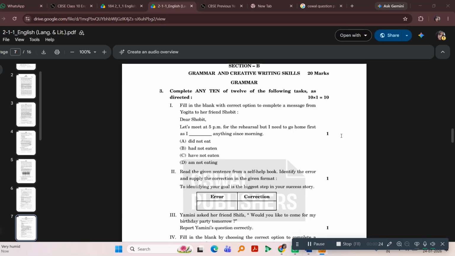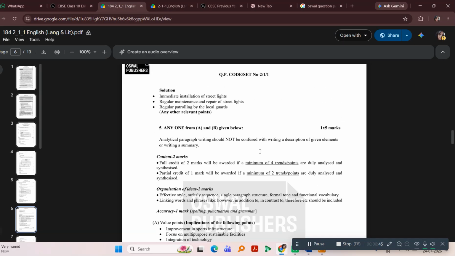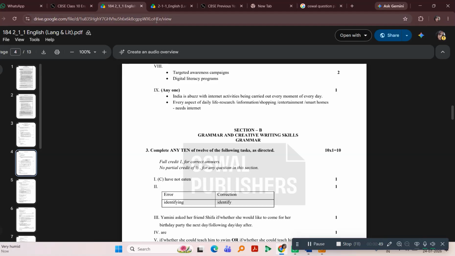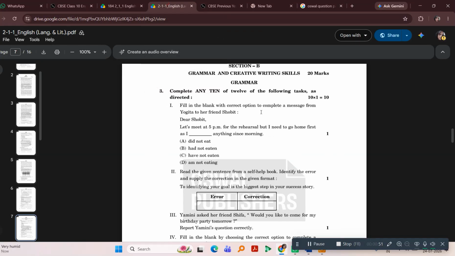So the first question is: fill in the blank with the correct option to complete a message from Yogita to her best friend Shobit. Dear Shobit, let's meet at 5 p.m. for the rehearsal, but I need to go home first as I dash anything since morning. As far as I am concerned, C is the correct answer. The correct answer is I have not eaten anything since morning. It will be in present perfect tense.